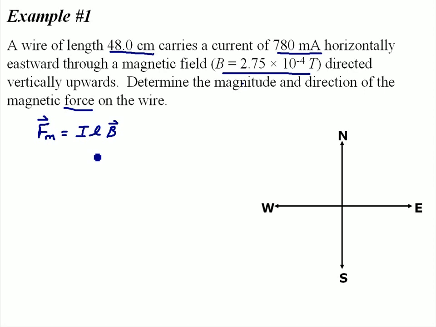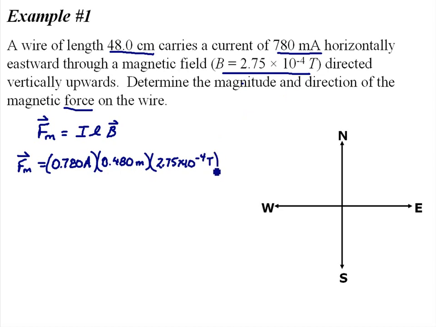The other key thing is we have to make sure we're in the right units. When we're putting in the current, it has to be in amps. So 780 milliamps is 0.780 amps. We have to put the length in meters. So 48 centimeters is 0.480 meters. And the magnetic field has to be in Tesla, which it is: 2.75 times 10 to the negative 4 Tesla.